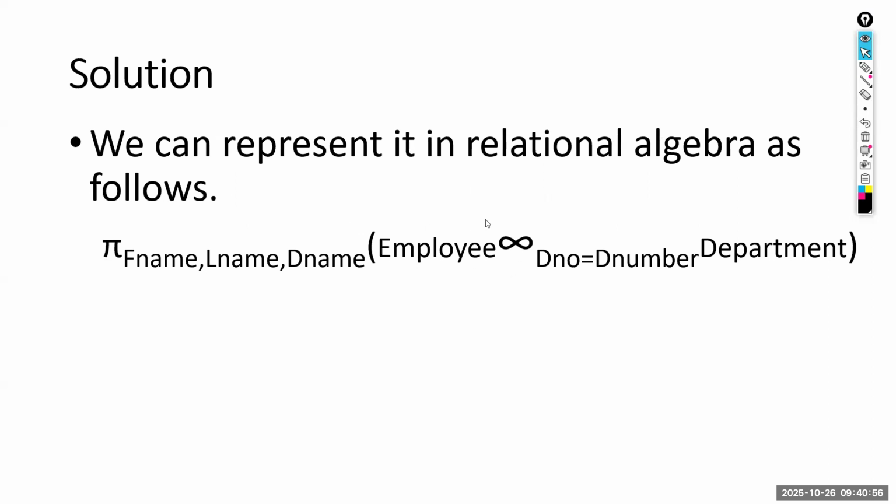So this is the relational algebraic expression. You need to join employee and department table using department number. Why do you want to join employee and department table? Because department name is in the department table. Employee table has only department number. Remember our query, we need department name. So therefore, we need to do the join.